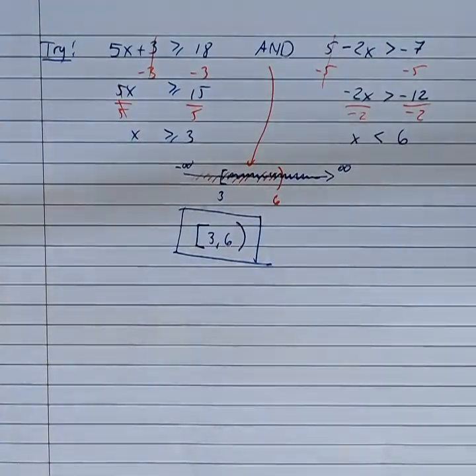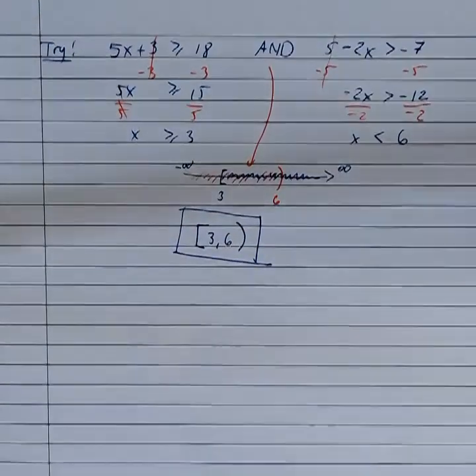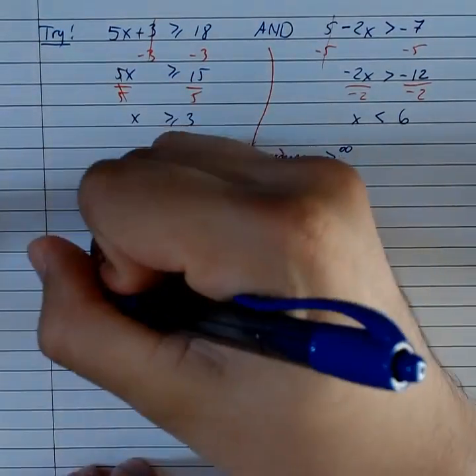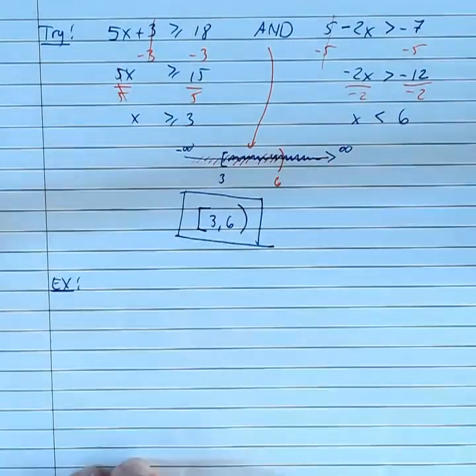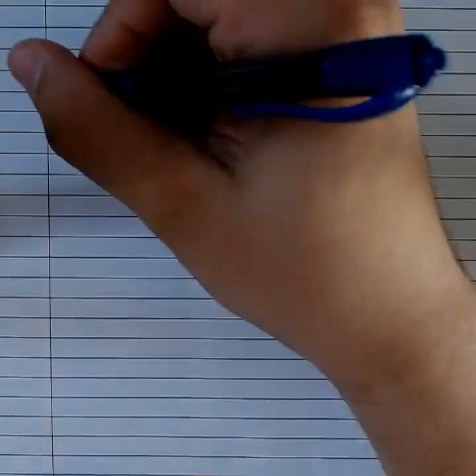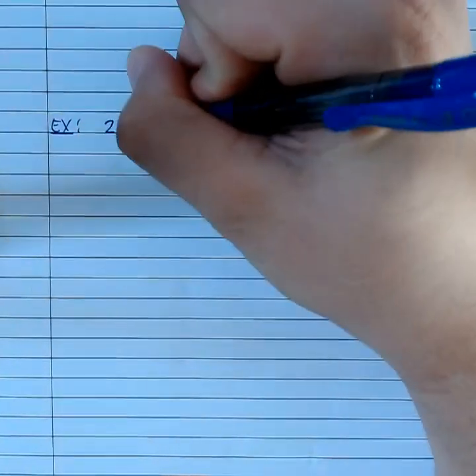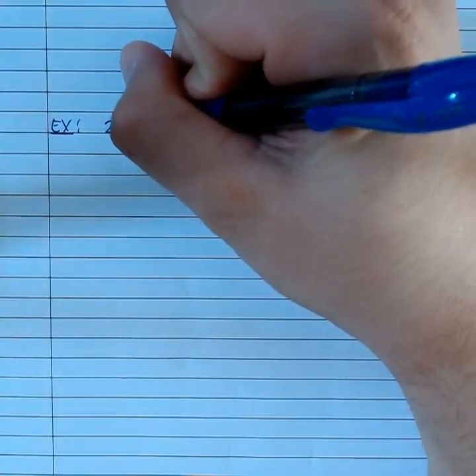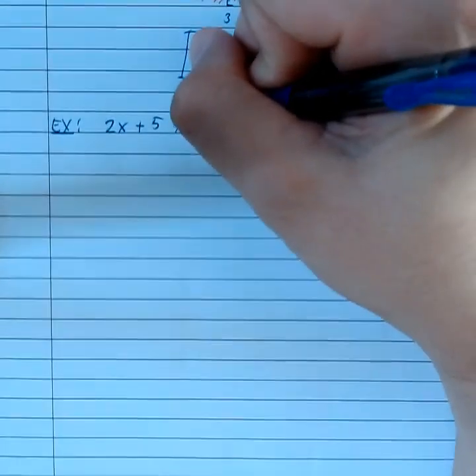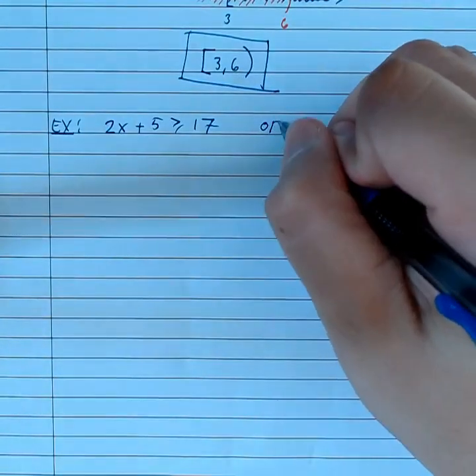Let's take a look at the other kind of compound inequality that we have, and that's an "or" statement, also called a disjunction. So consider, for example, 2x plus 5 is greater than or equal to 17. And now instead of saying "and," we're going to say "or."